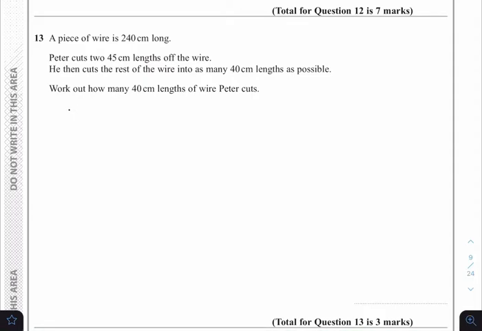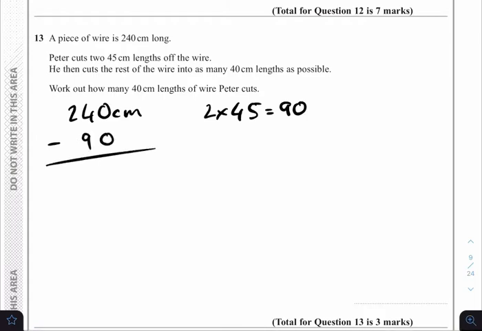So there's 2 parts to this, 240 centimeters, and he's taken off 2 45 centimeter lengths. 2 times 45 is 90. So we know that 90 centimeters is already cut off. So if we do the 90 here, 150 centimeters is left to work with. For that we need to see how many cuts of 40 centimeters we can get.